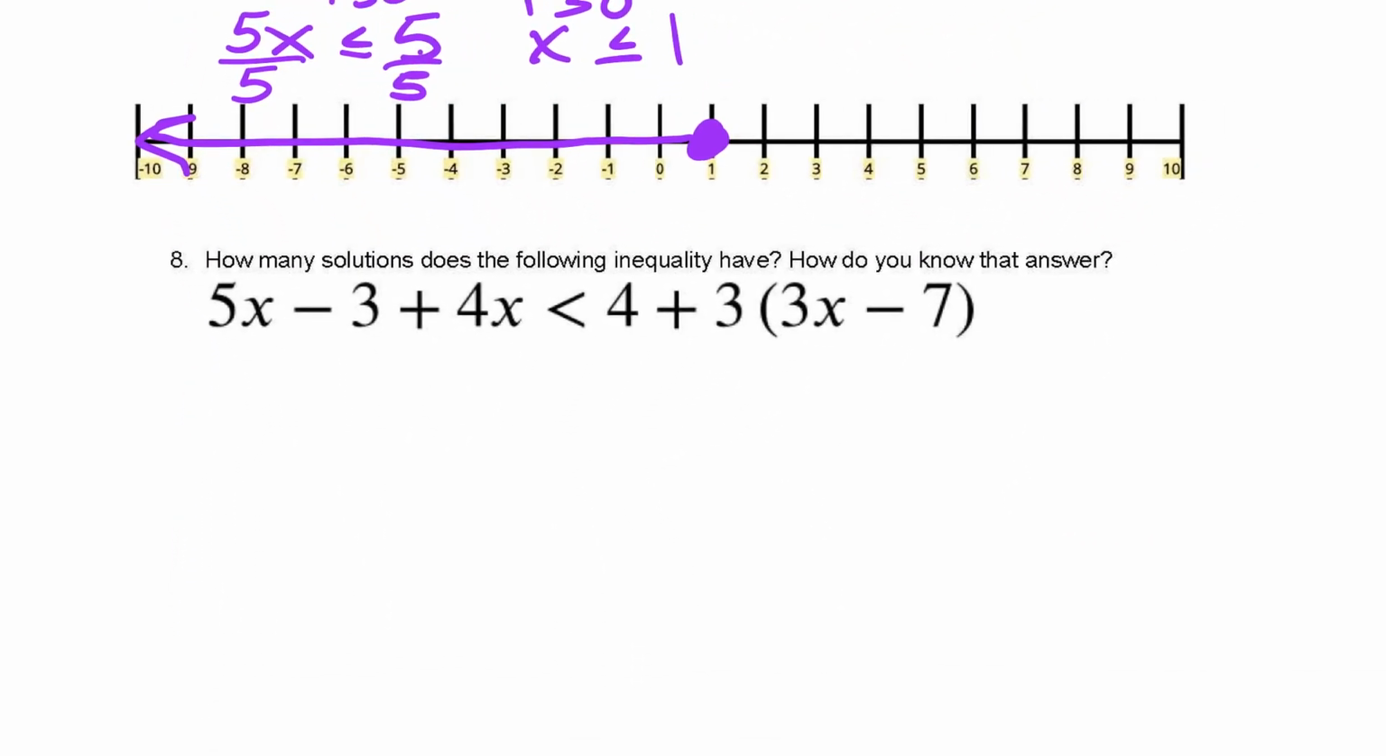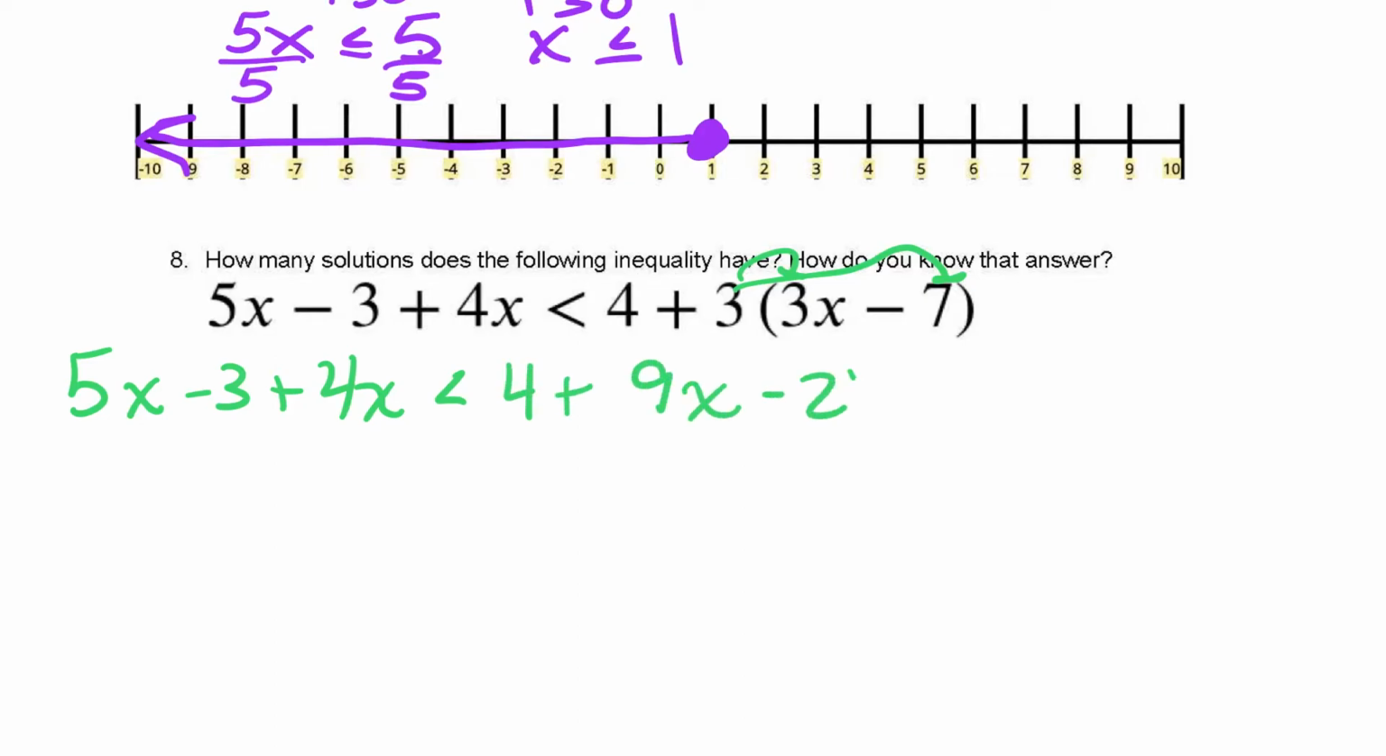Here's a different type of question. How many solutions does this following inequality have? And how do you know that answer? We start by just solving the inequality. So I first need to distribute this 3 to everything inside the parentheses. I'm left with 5x minus 3 plus 4x is less than 4 plus 9x minus 21. Now I'm going to look and find my like terms. This is a like term here. And on this side, I have this constant and this constant as a like term.